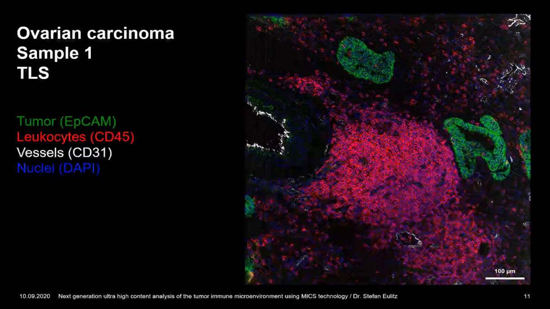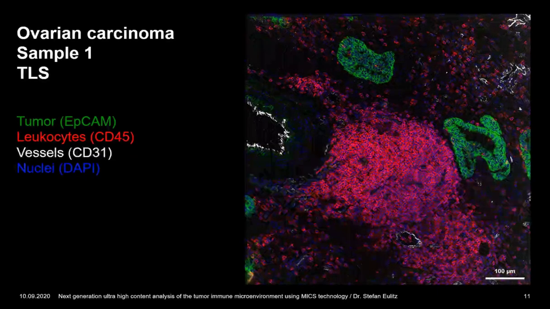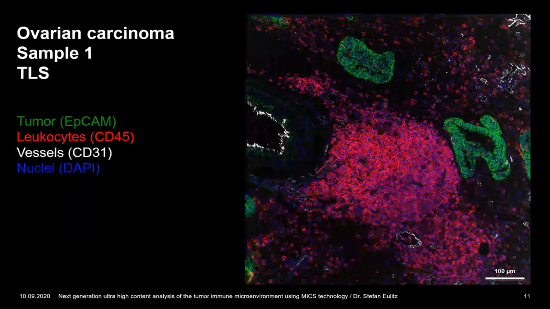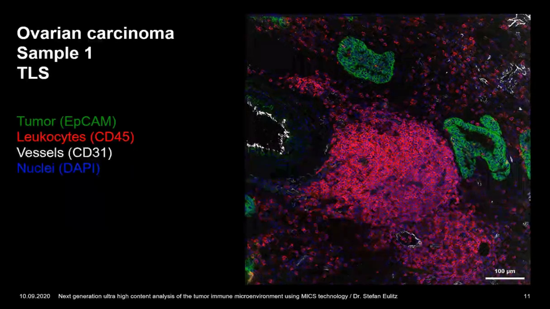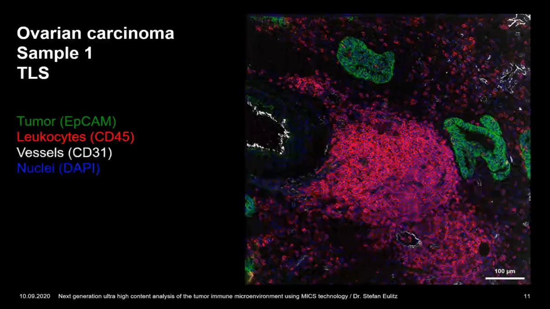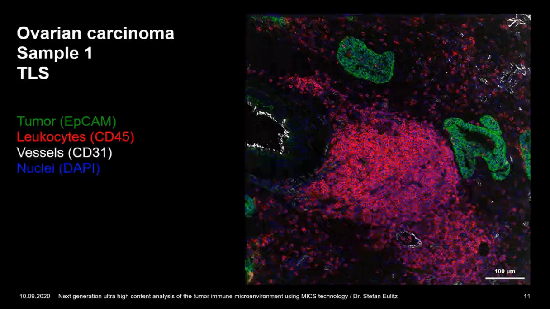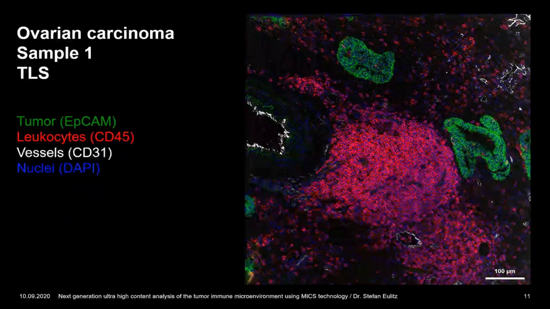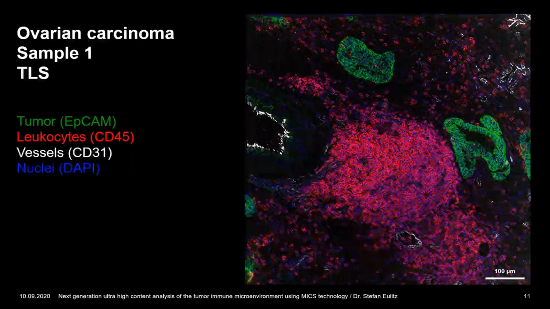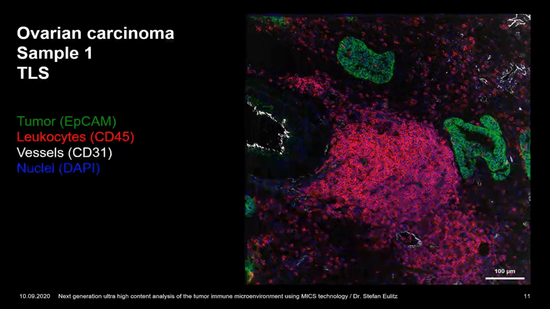Here you see the first ovarian cancer sample which I would like to show you today. You see the tumor tissue represented by the EpCAM signal in green and the associated leukocytes marked by CD45 in red. The nuclei are depicted in blue and vessels are shown by the CD31 signal. The massive accumulation of leukocytes adjacent to the tumor already indicates that this could be a TLS. So let's have a closer look at the real composition of the structure and whether we can prove this assumption.